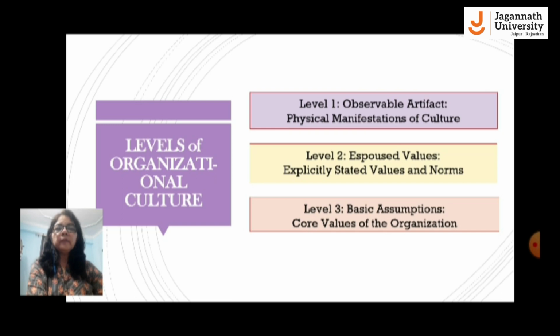On the basis of these characteristics, organization culture resides at three levels. Level 1 is observable artifacts, which means the physical manifestation of culture. Level 2 is espoused values, which are the explicitly stated values and norms of an organization, at times also called the principles of a particular organization. Level 3 is basic assumptions, which means the core values of the organization, reflected in every strategy, every planning and organizing function, and the entire organization structure.